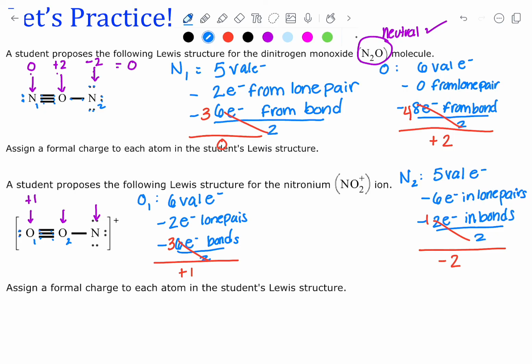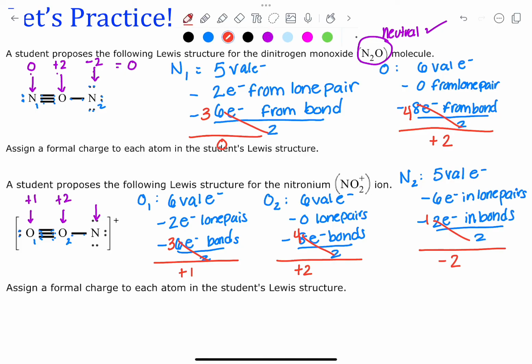Okay, for oxygen number 2, we have 6 valence electrons. It has no lone pairs, just like our previous example. And it has 1, 2, 3, 4, 5, 6, 7, 8 electrons in bonds, which we divide by 2 and simplify to 4. So this has an overall charge of +2.